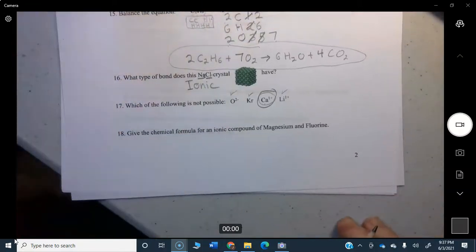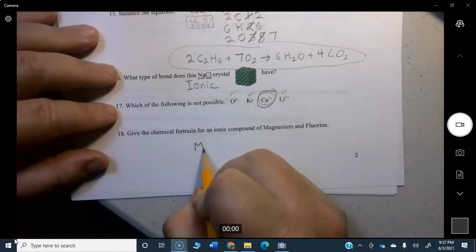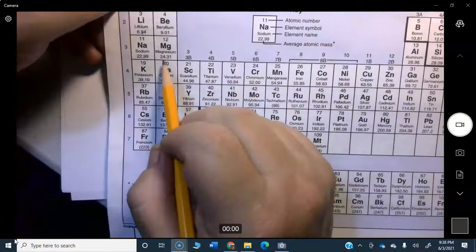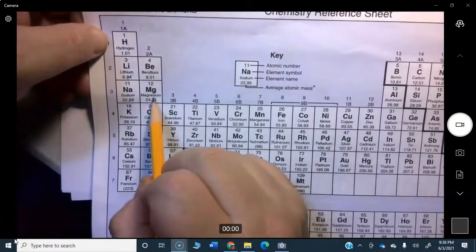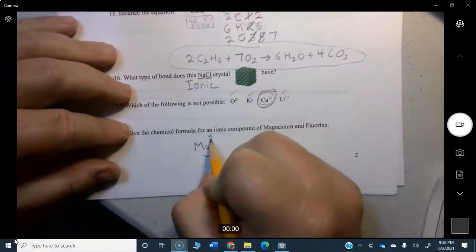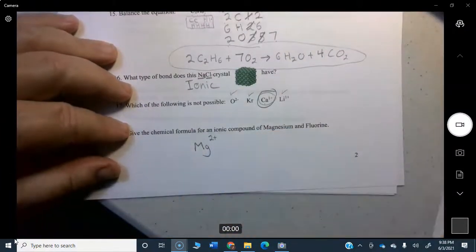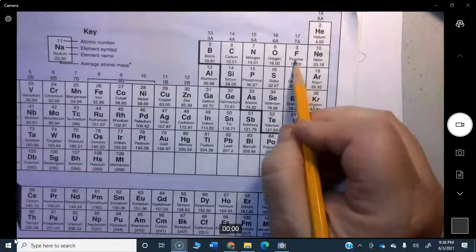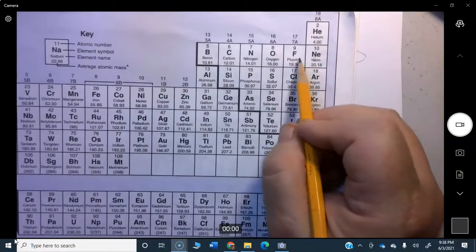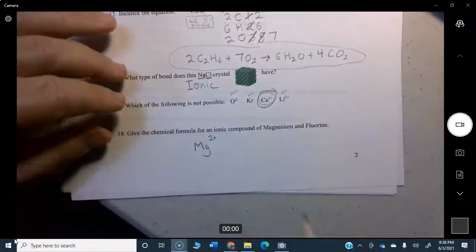Give the chemical formula for the ionic compound of magnesium and fluorine. First of all, we start with magnesium, and it's in the second column here, so it takes on a 2 plus charge. It wants to lose 2 electrons to be like neon, so that's a 2 plus. Then we look at fluorine. Fluorine needs to gain 1 electron to be like the nearest noble gas, which also happens to be neon, so that's going to be a 1 minus.